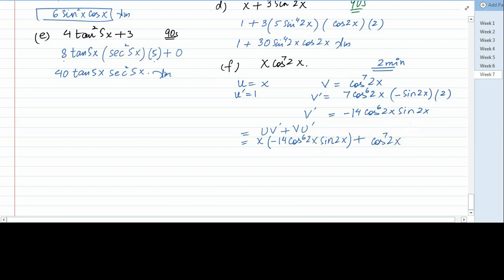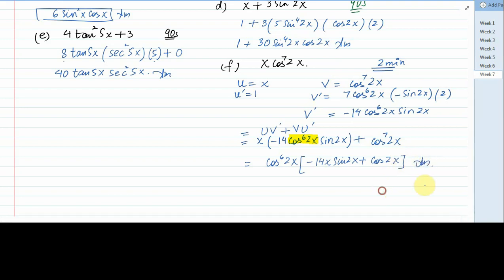Now if you observe these two, there is a common factor, and that is cos⁶ 2x, right? The common factor is always the lowest power. So if you take cos⁶ 2x as common, what is left inside the bracket? It will be minus 14x, this x remains here, right? And sin 2x plus, there are 7 cos 2x. Out of those 7, 6 we had taken as common. That means there is only 1 left. 1 cos 2x is left, and that is your answer.